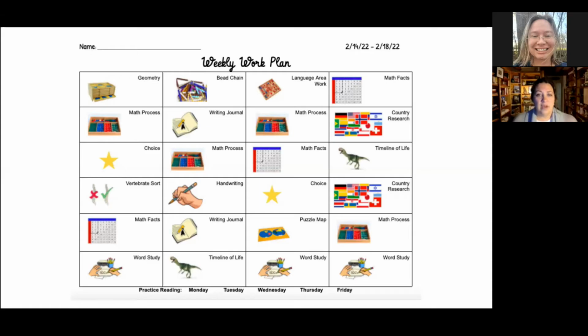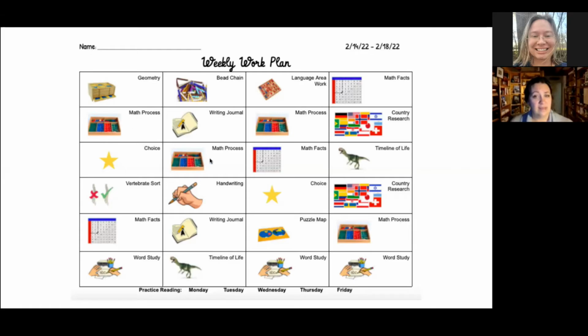But then they know, okay, I can see that I have to do math process 4 times this week. So I know I don't have to do it today on Monday, but I do have to start it on Tuesday if I want to get to all 4. And as they go through the work, they simply cross it out as they go.